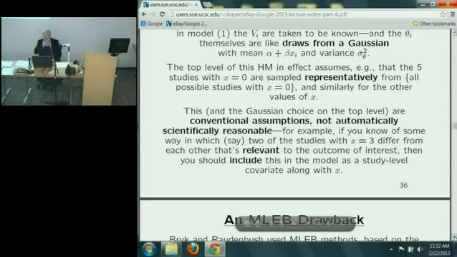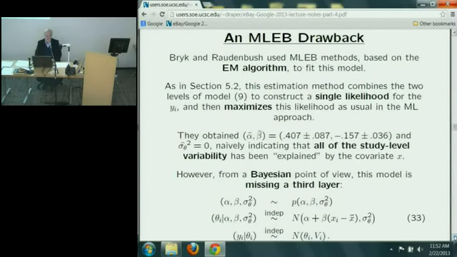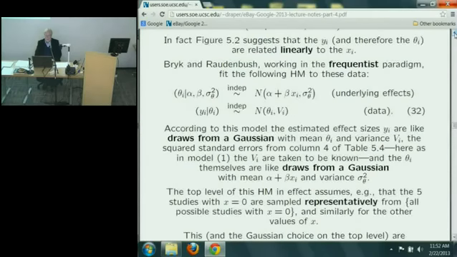Now, here's going to be a drawback of maximum likelihood empirical Bayes. Breik and Raudenbush used MLEB methods based on the EM algorithm, which we don't need to talk about here. It's a technical way of computing maximum likelihood estimates in random effects models. This is going to be another one of those random effects models, right? Because the thetas are unobserved, and they act like random effects in describing how the y's are different from each other.